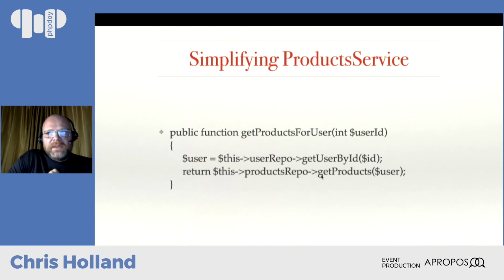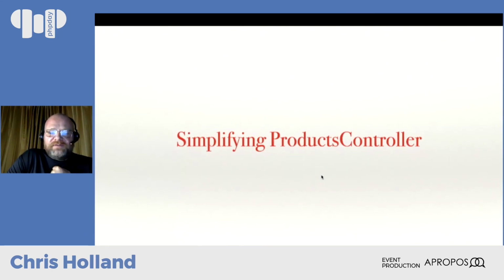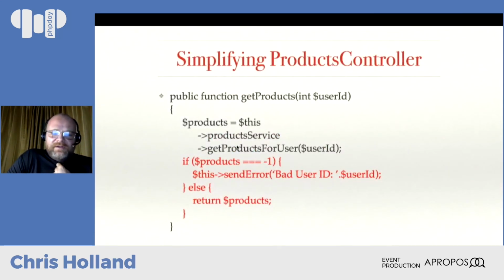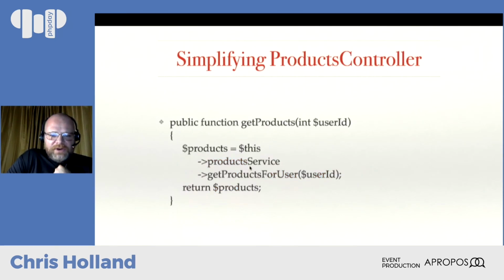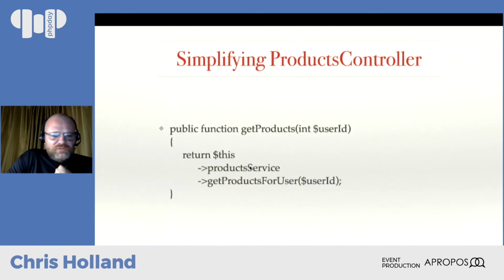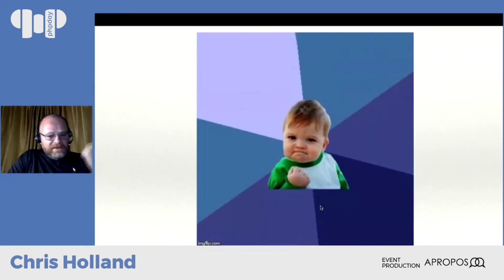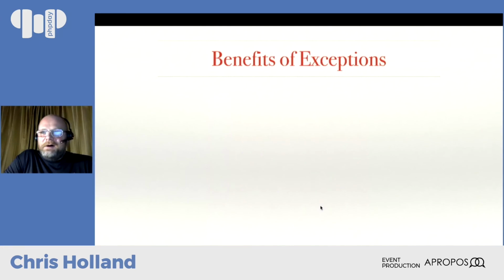Boom, done. Now that I've simplified the product service, I can also simplify my products controller, because I no longer have to handle this silly -1 value here. I can just get rid of it, and I can just return whatever the service is returning. Done. Yes, less code. Woo.